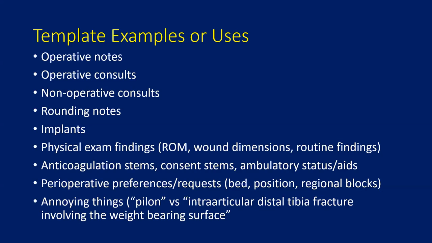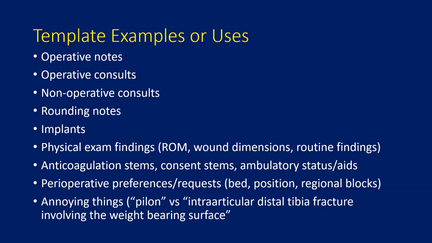So I can write pilon fracture, for example, but in terms of billing, you need to document that it's an intra-articular distal tibia fracture involving the weight-bearing surface. Well, you can create a smart phrase that has pilon, and you can exchange it for the longer phrase I have there, and that just saves you a lot of time, and you can still be clear in your documentation. So it just really, really helps you from your day-to-day standpoint.